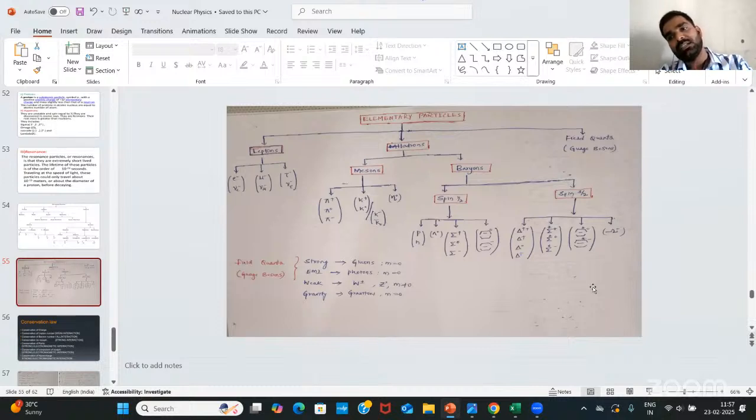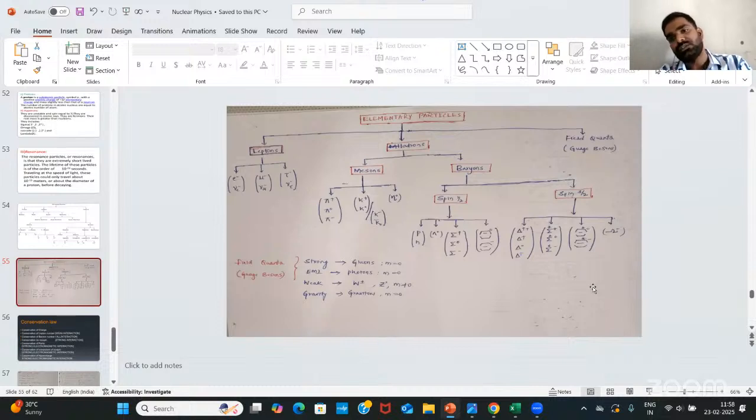Mesons contain the pi group, K group, and eta group. Baryons contain spin-half and spin 3 by 2. Spin-half has an octet in nature, that is 8 elements. Spin 3 by 2 has a decuplet, that is 10 elements. Leptons are electrons, muons, and tauons.